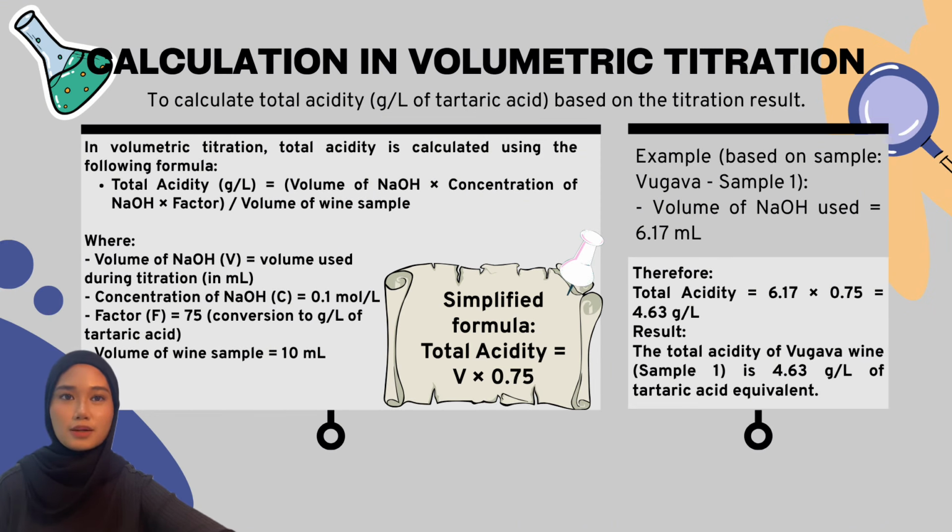Using Rugava as an example, if the titration used 6.17 ml of sodium hydroxide, the calculation is 6.17 times 0.75 equals 4.63 grams per liter. That matches exactly with the result from our table, showing that the volumetric titration method is both precise and repeatable. This simple method provides reliable data that helps winemakers assess and control wine quality throughout production and aging.